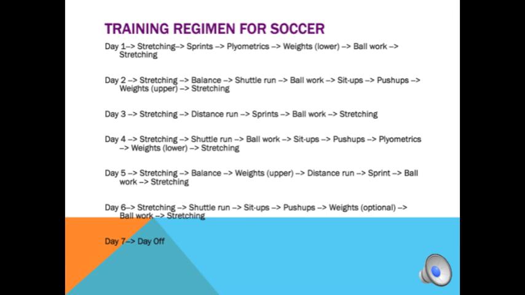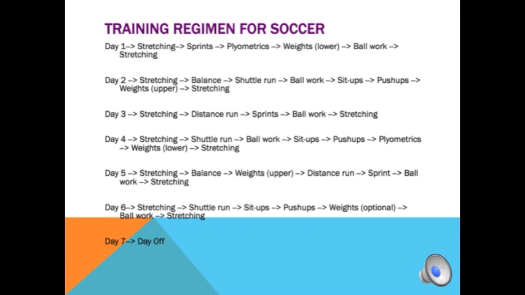For professional athletes, they will usually have a practice week once in a while before games. A daily training regimen for soccer would start off with Day 1: stretching, sprints, plyometrics, lower body weights, and also ball work, and it ends the day with stretching. Day 2: stretching, balance, shuttle run, ball work, sit-ups, push-ups, upper body weights, and stretching. Day 3: stretching, distance run, sprints, ball work, and stretching.